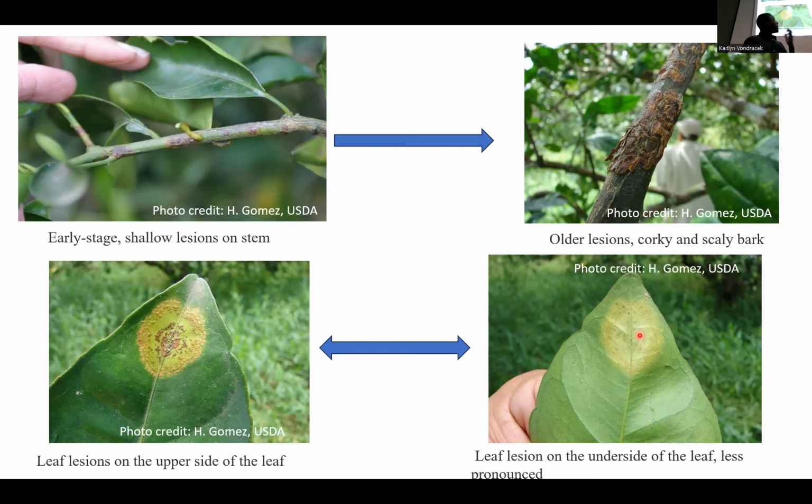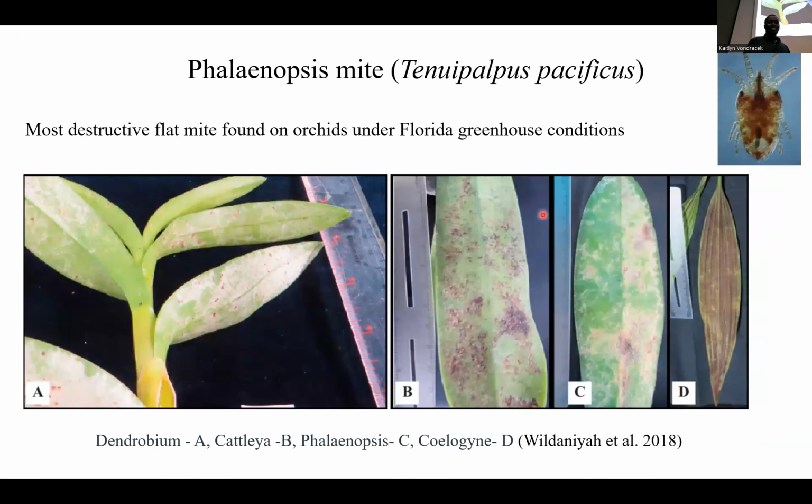So for people who love ornamental plants, yes, we have one flat mite that will be a nightmare. Tenuipalpus pacificus, and what this does, especially in greenhouses, is that it loves orchids. Here I have a picture of various varieties of orchids, and this mite was consistently found on all those varieties of orchids. And in Florida, in greenhouses, this is one of the major pests. And if you have orchids around your house, most probably you'll find this mite.